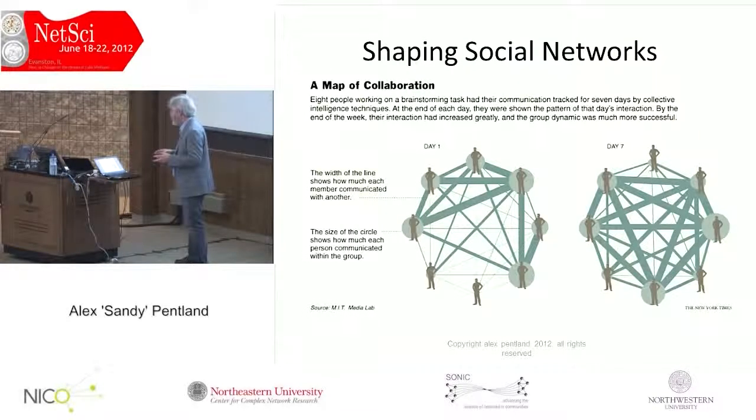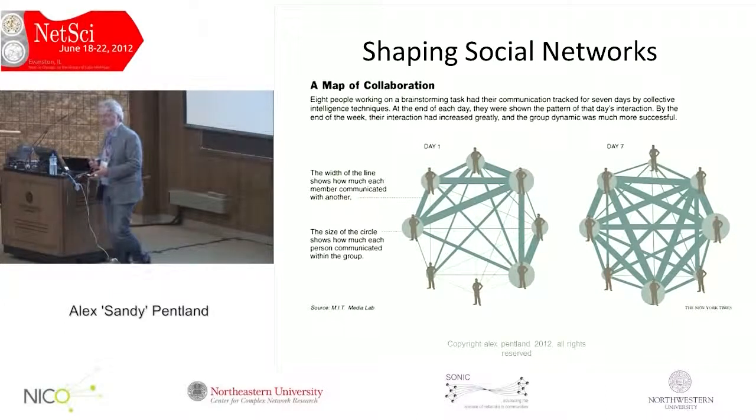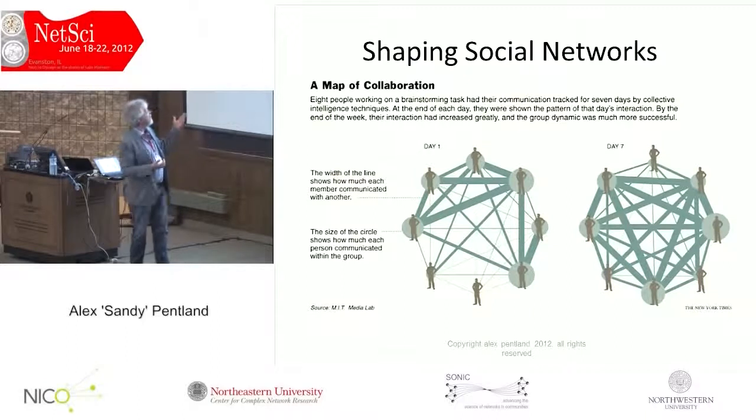So I said I wanted to talk about shaping social networks. The simplest thing to do is you just give the humans feedback about what their pattern of communication is. This is a nice illustration that the Times did of some of our work. These were teams that were in Japan. Some of them are Japanese, some of the teams are American. This is what a typical pattern of communication would look like on day one. The Japanese were very quiet. They're the ones down at the bottom, because their cultures are rather different, right?